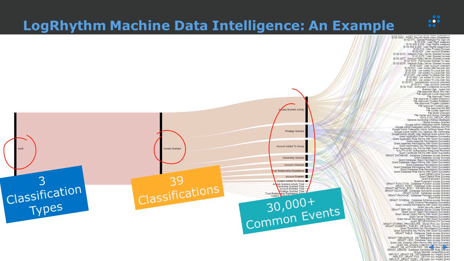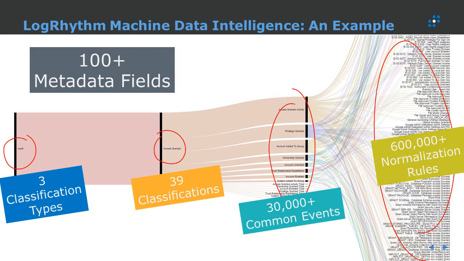It's giving us a more granular level of data intelligence here. And finally, you've got the actual underlying normalization rules. There's 600,000 of them here, and this is just a short clip of them. You need 3 or 4 screens high to show all the rules that come under these common events here.